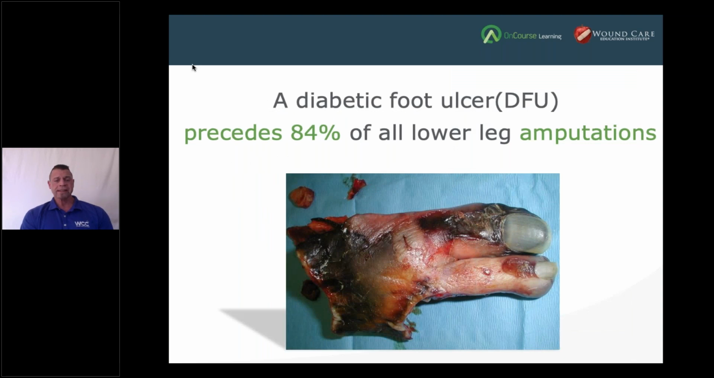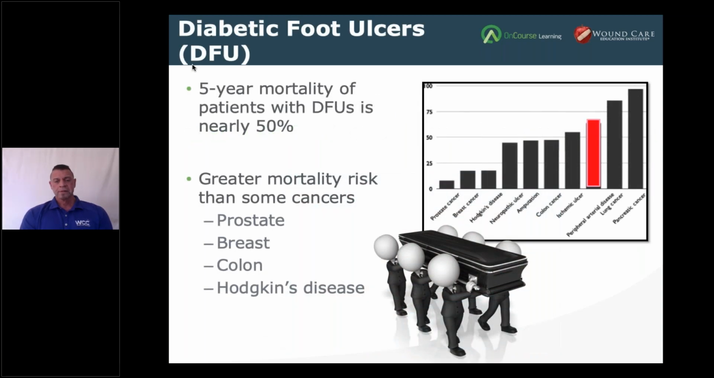Another scary statistic is it is said that a DFU is going to precede 84% of all of your lower leg amputations. So when you see an amputation or you see a DFU, there is a likelihood of high risk for amputation there. There is a 5-year mortality of patients with DFUs that is nearly 50%.